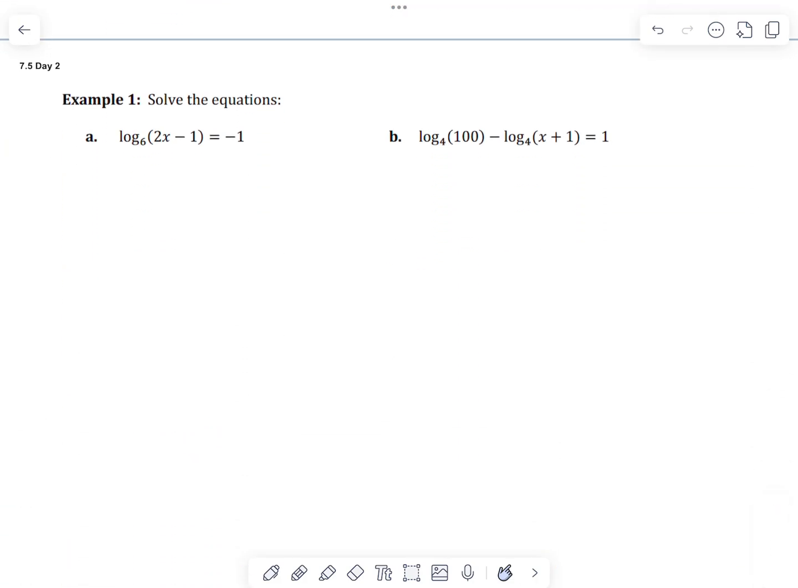All right, so example 1, solve the equation. So we have a logarithm of base 6. And what we're going to do is change this to an exponential. So my base is 6. I'm going to raise it to my power of -1. That's my right side. And then the of part equals 2x minus 1. So now it's written as an exponential.